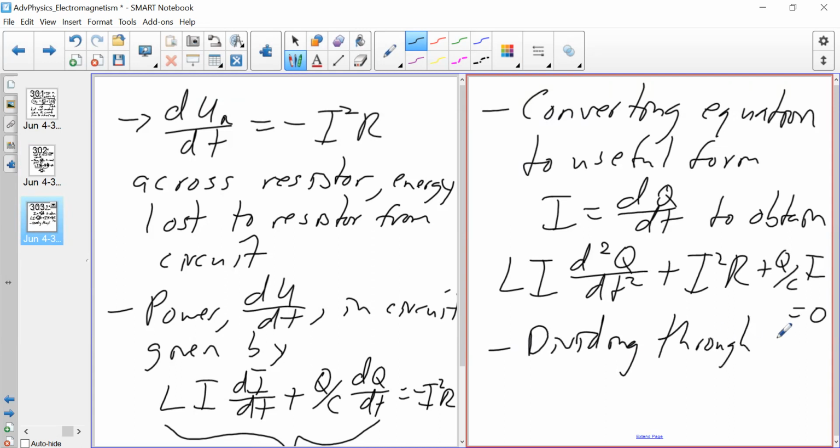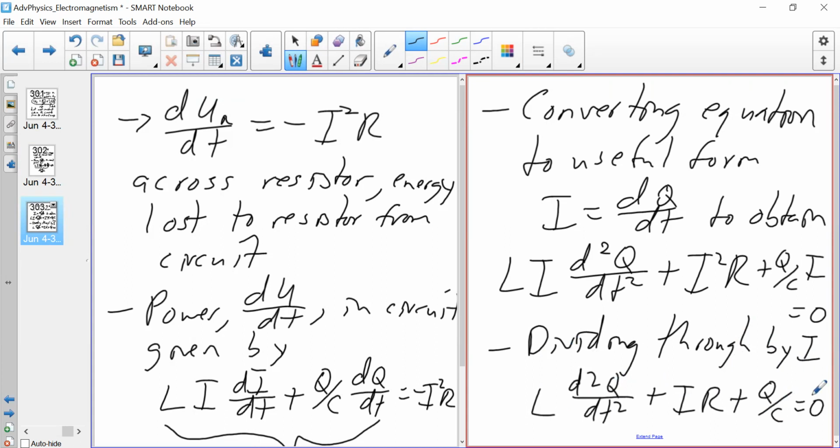So now when we divide through by the current I, we will have L d squared Q over dt squared plus I times R, plus Q over C equals 0. So this is basically Kirchhoff's rules for an RLC series circuit. We can use Kirchhoff's loop rules to get this form. So this form here is the Kirchhoff loop voltage for this RLC circuit.